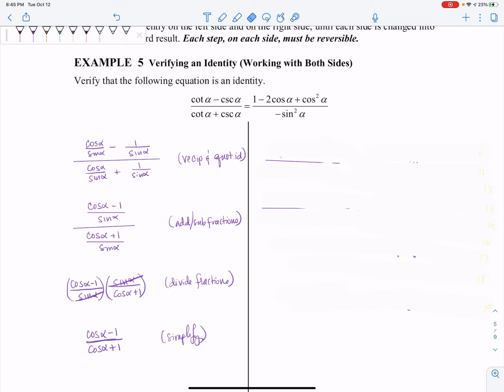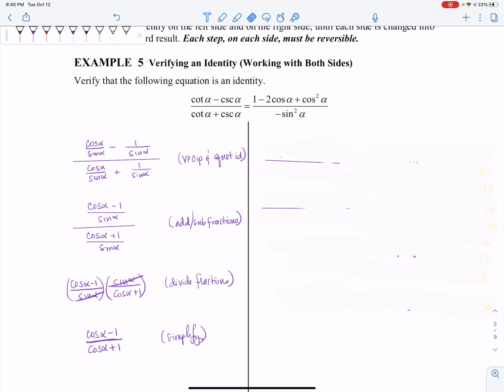Now, unfortunately, as I'm looking at what I need to turn my left side into, it doesn't seem to be anywhere close to what I have. So I'm stuck at this point. There's not really a whole lot that I can do. So what I am going to do is I'm going to go over to the other side now, and I'm just going to start working on the left side.